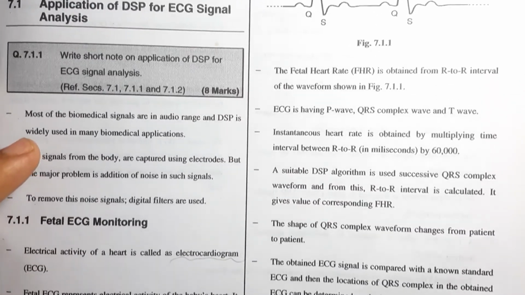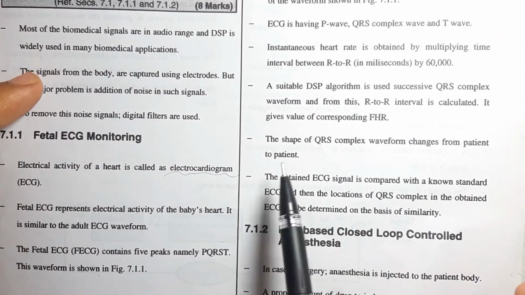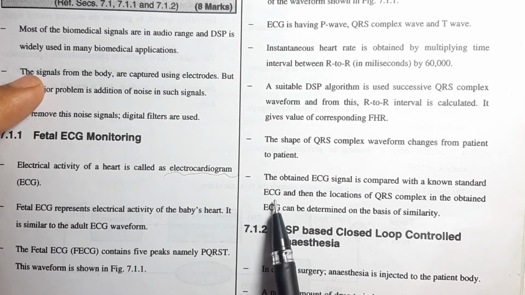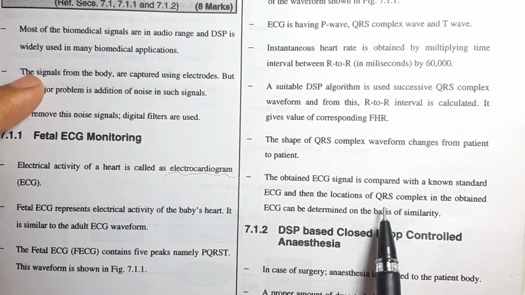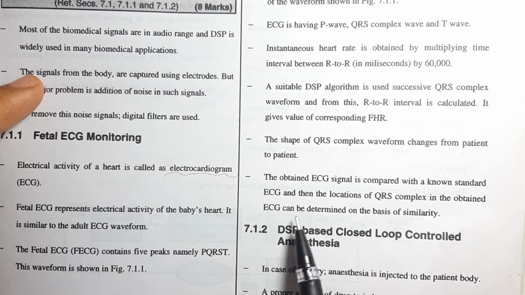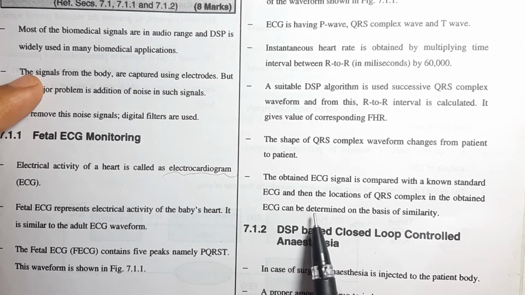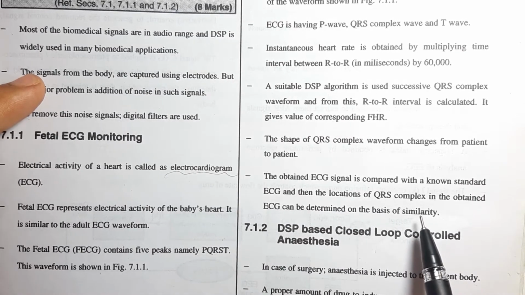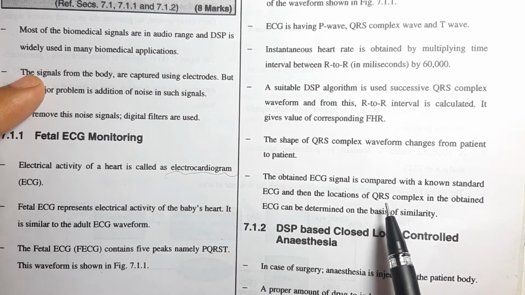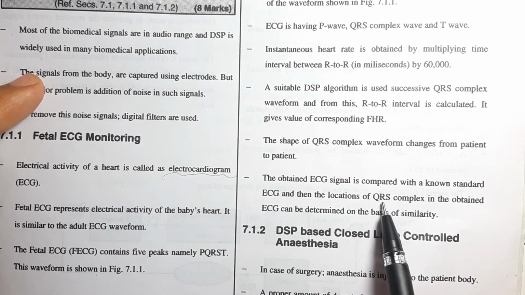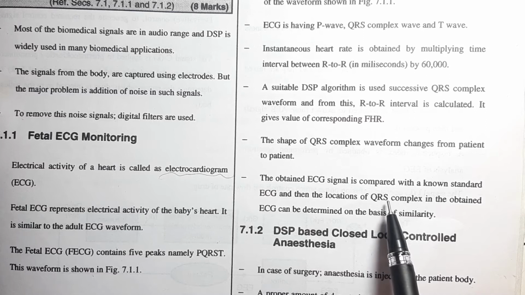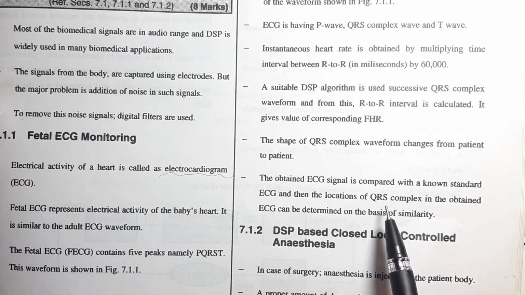Now, the shape of the QRS complex waveform changes from patient to patient. The obtained ECG signal is compared with a known standard ECG, and then the location of the QRS complex in the obtained ECG can be determined on the basis of some similarity to a standard which is predefined by medical practice. So on observing the QRS complex which we have received from a baby's heart activity, it can be compared to the standard ones.